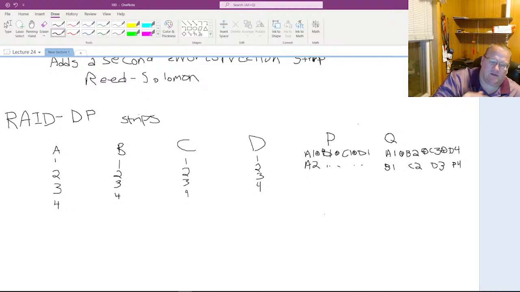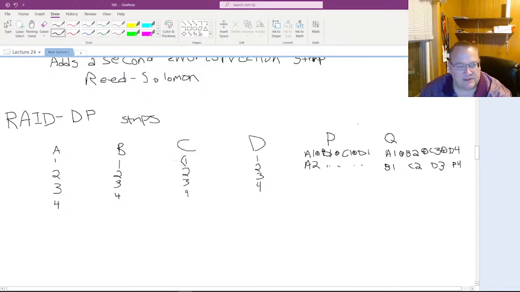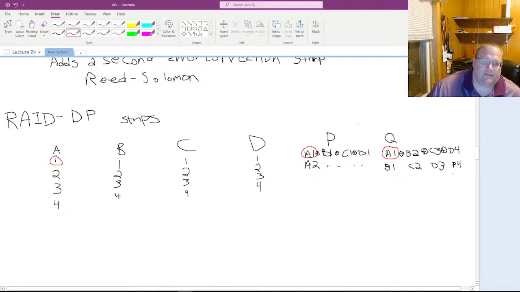Now, those diagonals, what that means is that, well, let me back that one up and let's look at a different one. Let's look at A1 here. A1 is stored right there, but it's also stored here. So if A fails, we can use either P or Q to rebuild it. We can run either one and we'll be able to figure it out. And maybe the easiest is P because it just goes straight across.